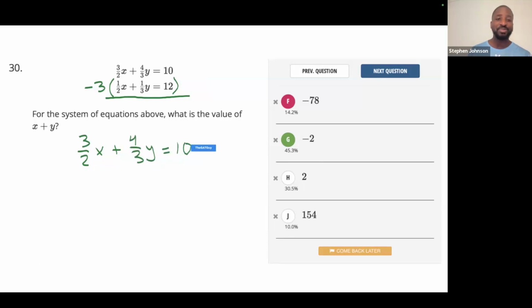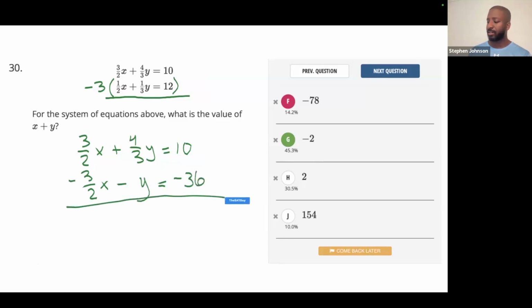But my second equation becomes -3/2 x. And then -3 times 1/3 just becomes minus y, right? -3 times 1/3 is -1. And then -3 times 12 is -36. Okay, so when I combine these equations together, the -3/2 x and +3/2 x is eliminated, which is why it's called elimination.